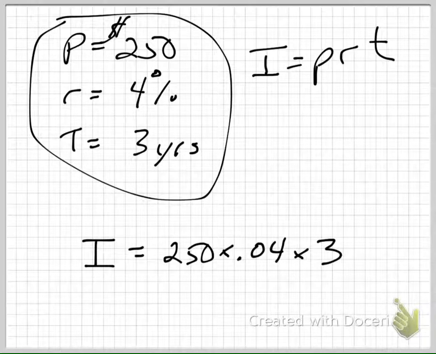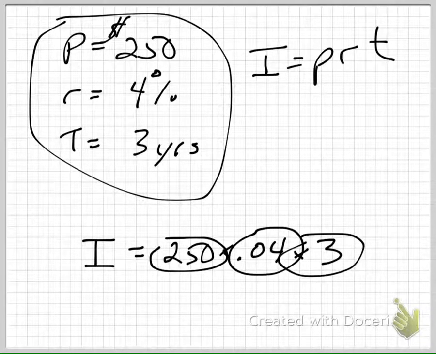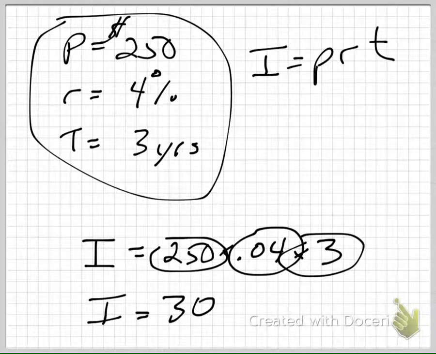Anyway, what is 250 times 0.04 times 3 on a calculator? What is that? $30. So the interest on $250 is $30. If I was to ask you the interest, you'd say it's $30. After 3 years, you have an extra $30. What if I was to ask you how much money you would have in the bank after 3 years? 280. Does that make sense? Know the question. Make sure you understand the question.